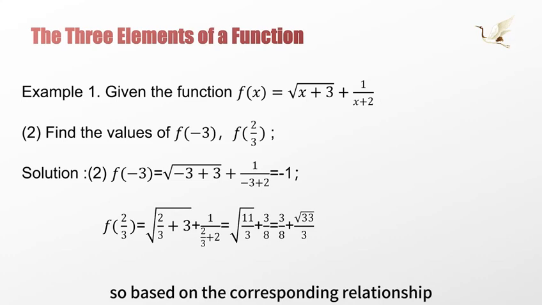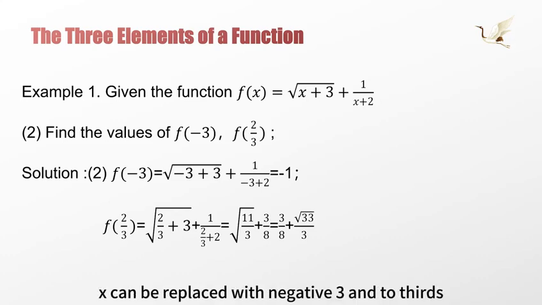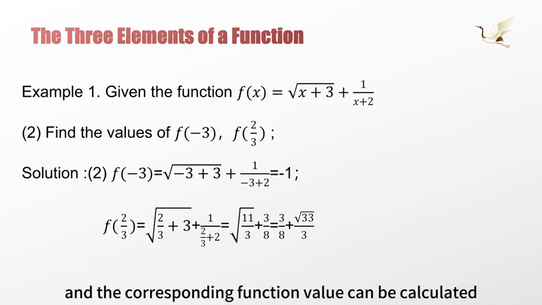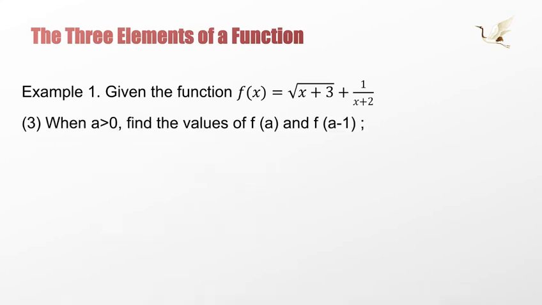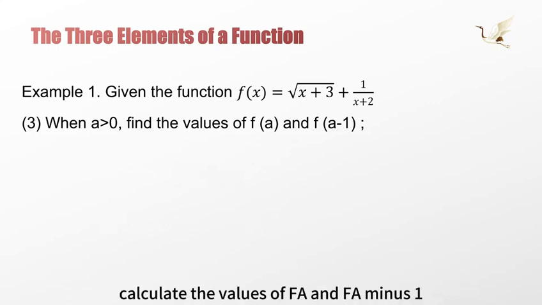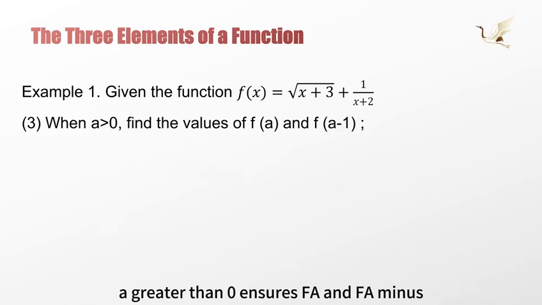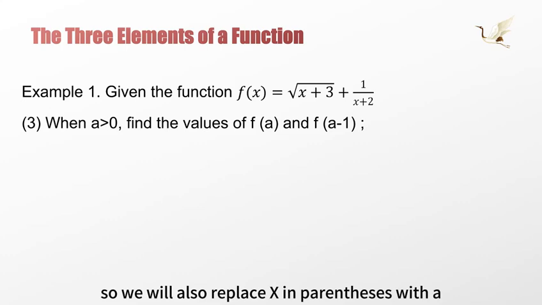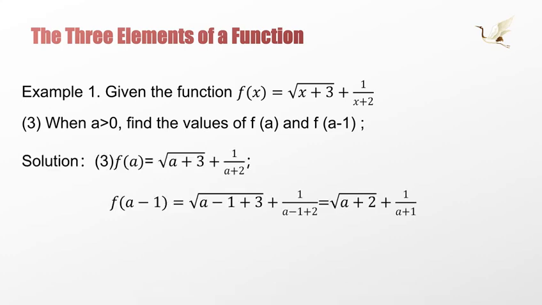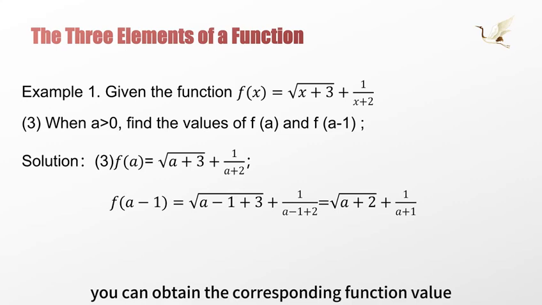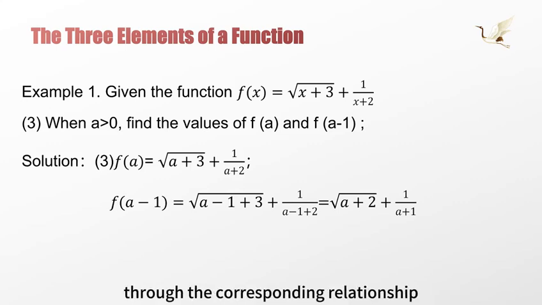So based on the corresponding relationship, x can be replaced with -3 and 2/3, and the corresponding function value can be calculated. The third question: when a is greater than 0, calculate the values of f(a) and f(a-1). A greater than 0 ensures f(a) and f(a-1) are meaningful, so we will also replace x in parentheses with a and a-1. You can obtain the corresponding function value through the corresponding relationship.